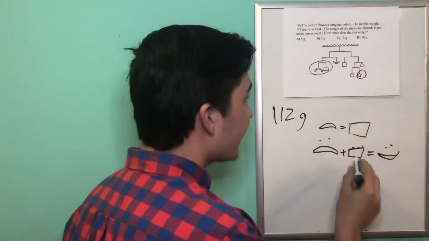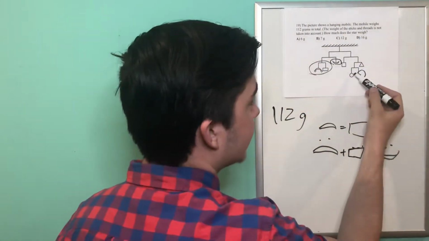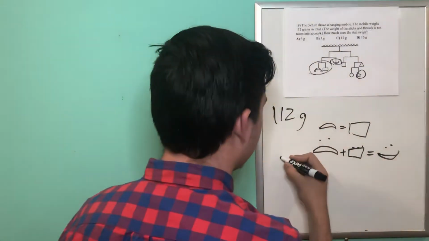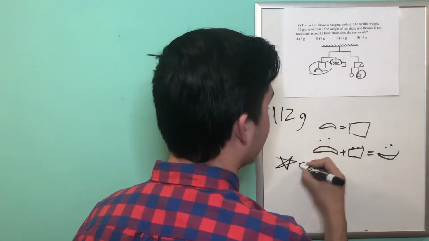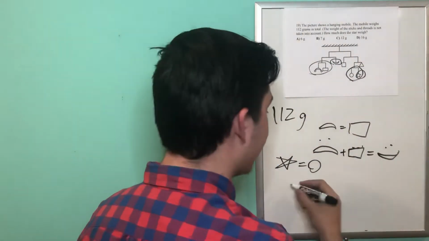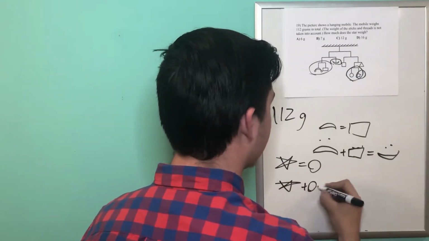All right, let's look at the other side, right? So now we know that the star is equal to the circle, right? Because they're balanced. Star is equal to circle. And then we know that this is balanced with triangle. So star plus circle is equal to triangle.